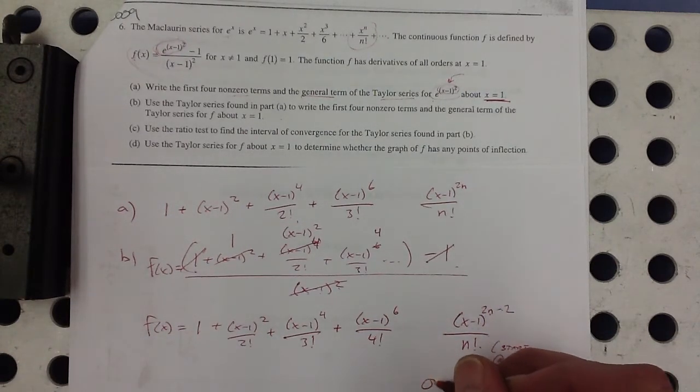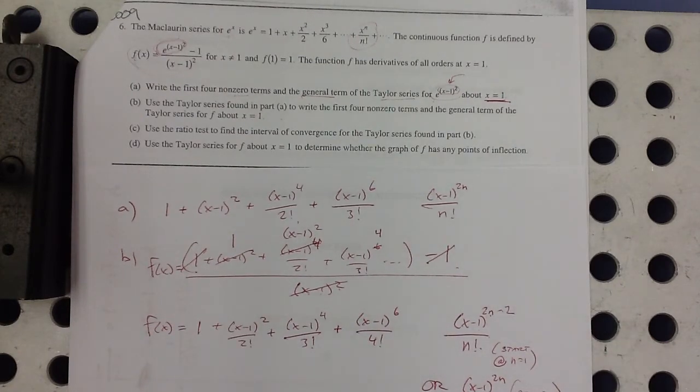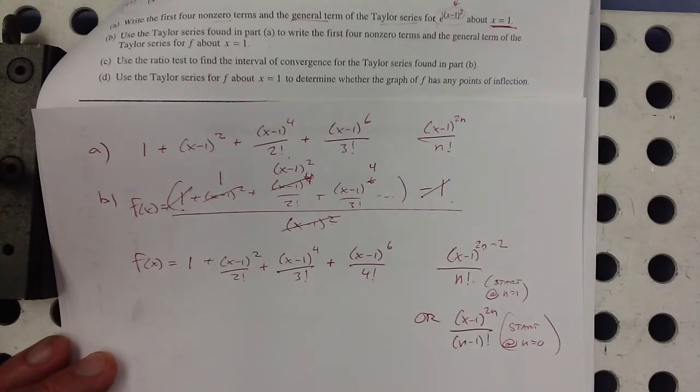So that looks good. Or we could have done x minus 1 to the 2n, over n minus 1 factorial, and that starts at n equals 0. Those are the two ways you can do that.